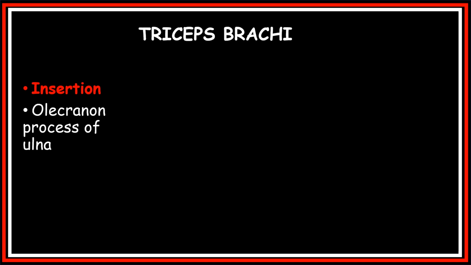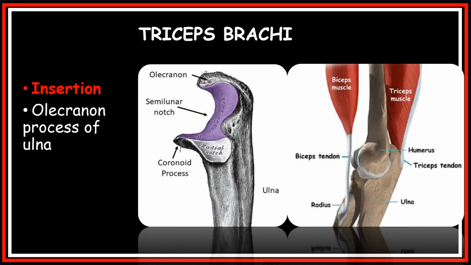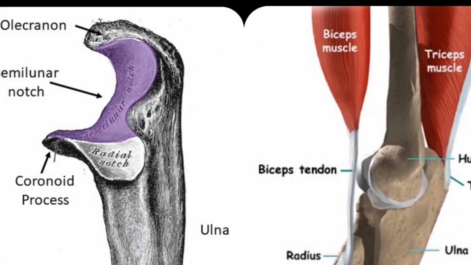Insertion. Insertion is also on the ulna. Which muscle did we say inserted on the ulna in the anterior compartment? Do you still remember? Oh, brachialis. So can we pick it out again here? Yes, it was here that brachialis inserted, and we said it's the coronoid process.